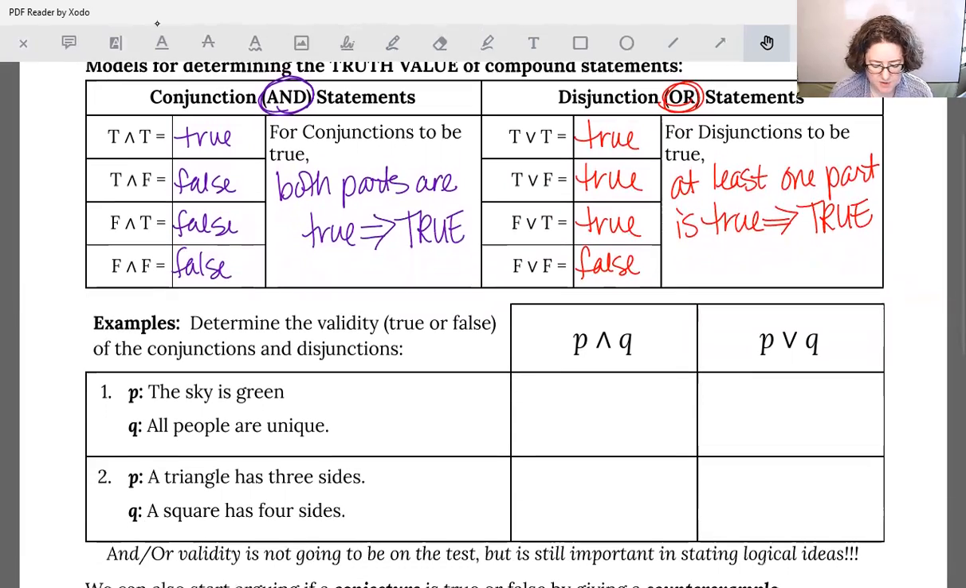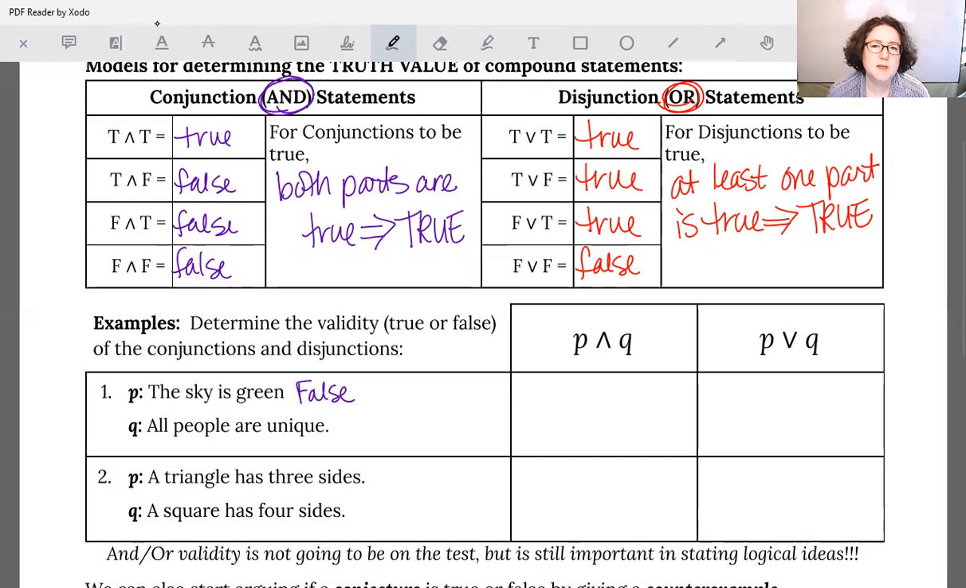So first example, the sky is green is our P statement, and all people are unique is our Q statement. Well, the sky is green, and that's definitely a false statement. I've seen the sky be blue when it's nice and sunny out, and I've seen it be gray when it's cloudy out, and maybe red if we had a really pretty sunset or sunrise, but I've never seen it be green. So let's say statement P is false.